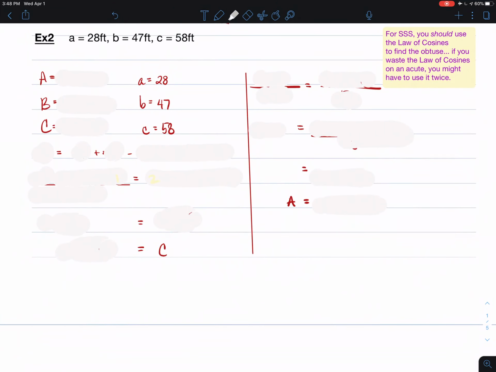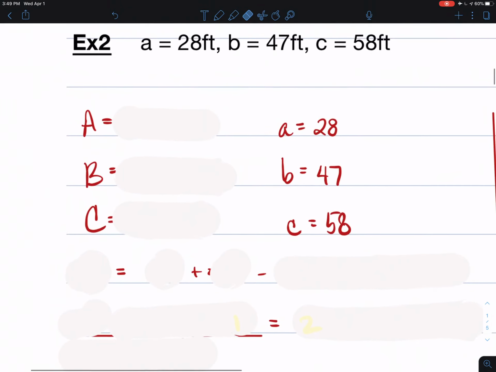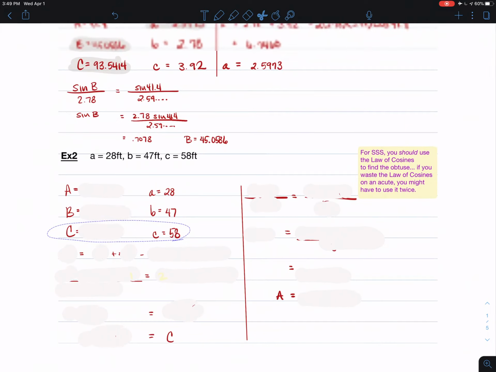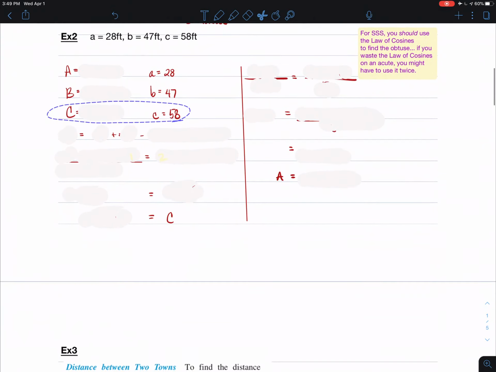Example number 2, you'll notice that all 3 of my givens are sides. And so notice the little sticky. I've already said it, but I'm giving it to you again because it's such a big deal. You should use the law of cosines, first of all, to find the obtuse angle. If you waste it on finding an acute, you might have to use it again. So when we look at our chart, which I've already set up, which angle might be the obtuse angle? And we see that it might be angle C because it's opposite the largest side. So let's go find angle C first, and we'll use the law of cosines to do that.